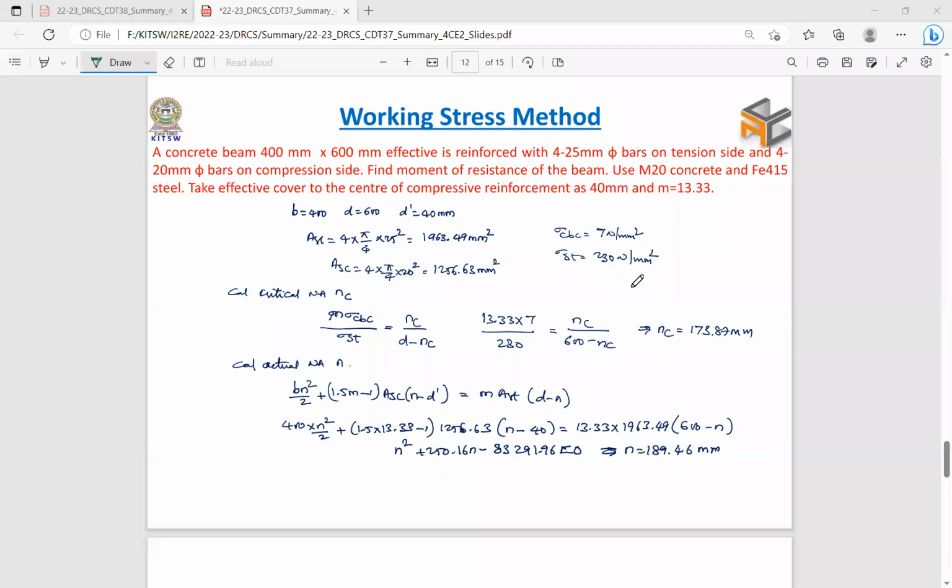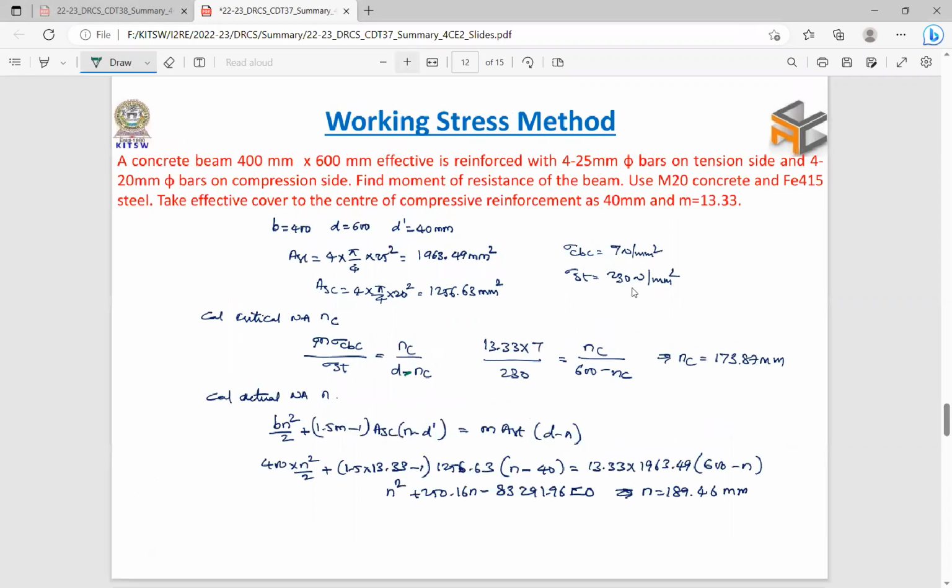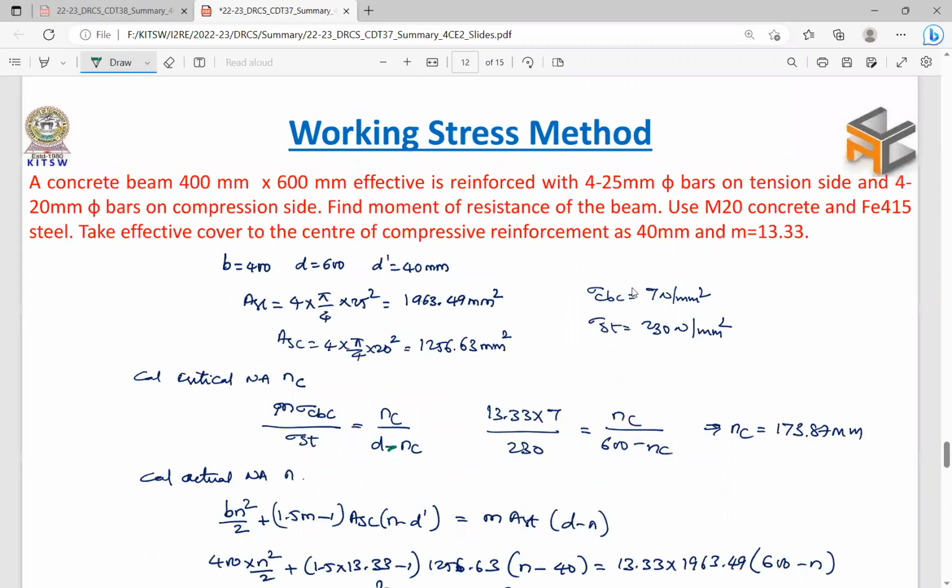Welcome, all. I want to discuss a doubly reinforced beam problem. A concrete beam. By the working stress method of design, we will analyze this concrete beam. A concrete beam of 400 mm by 600 mm effective.